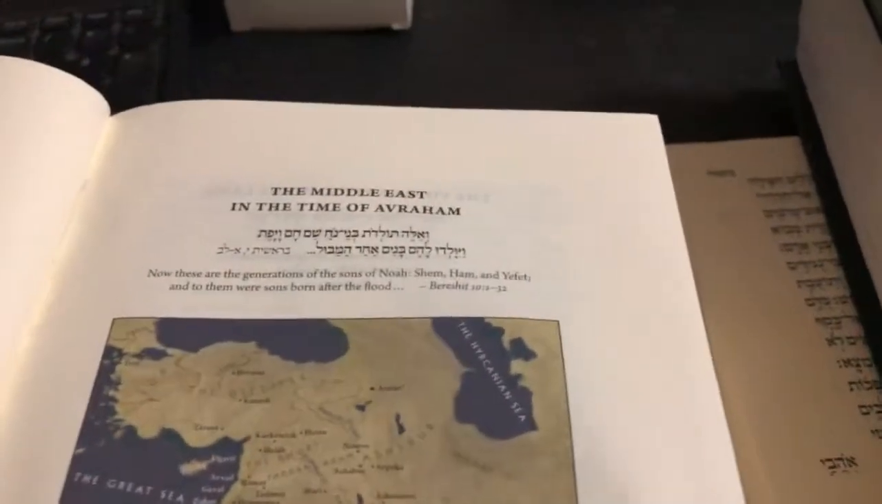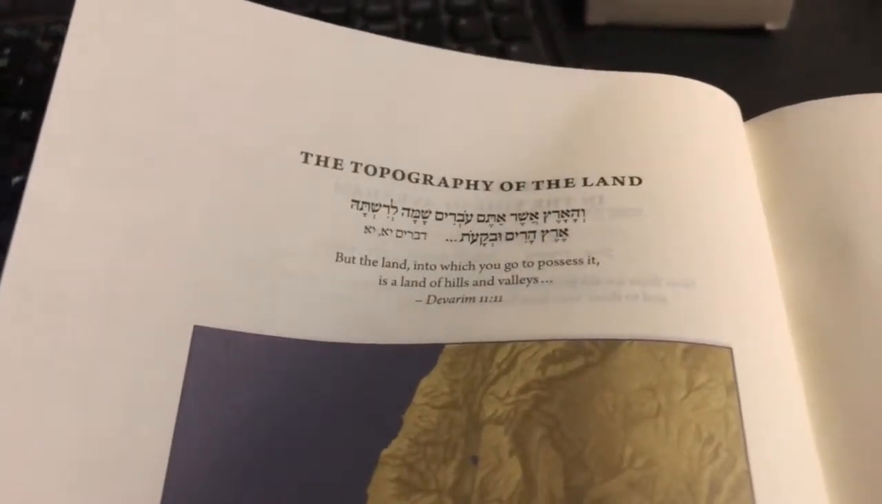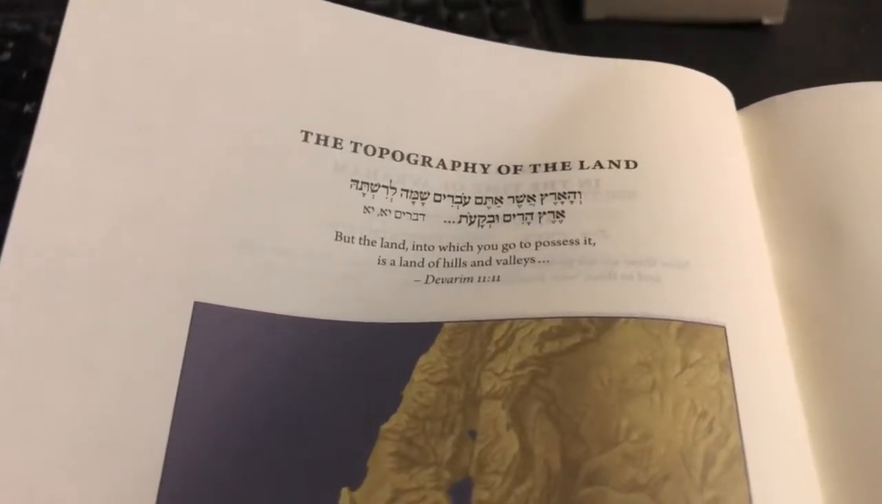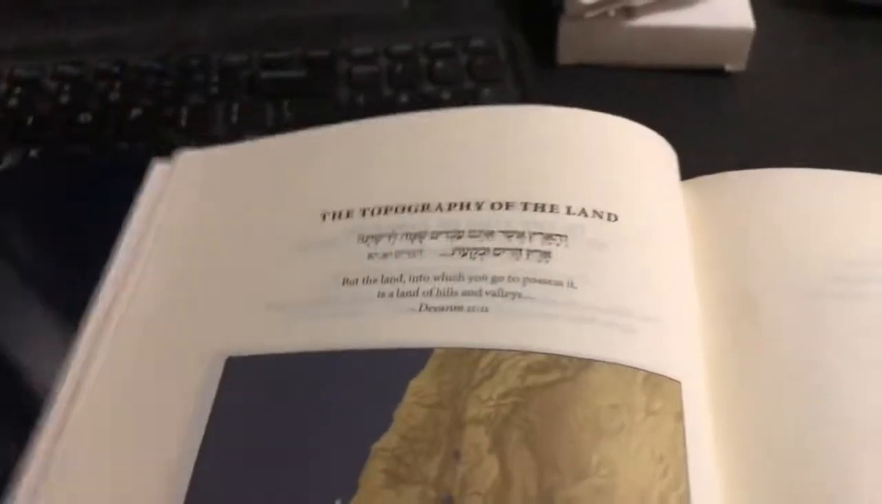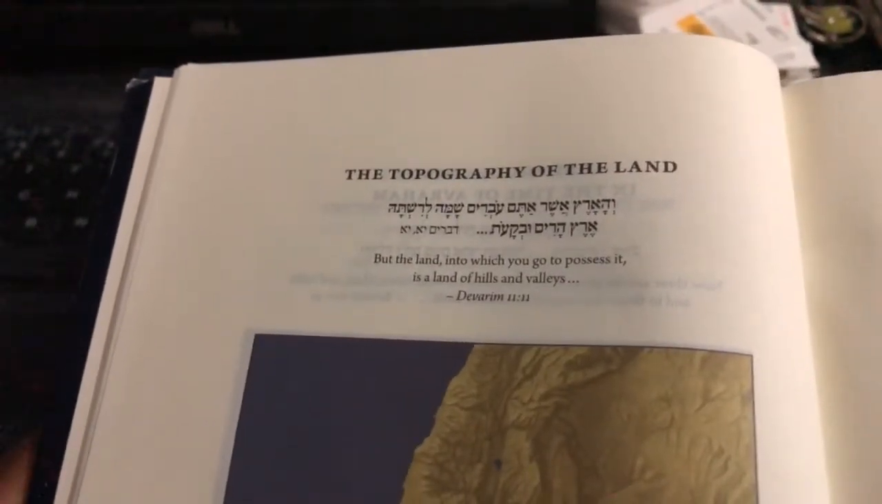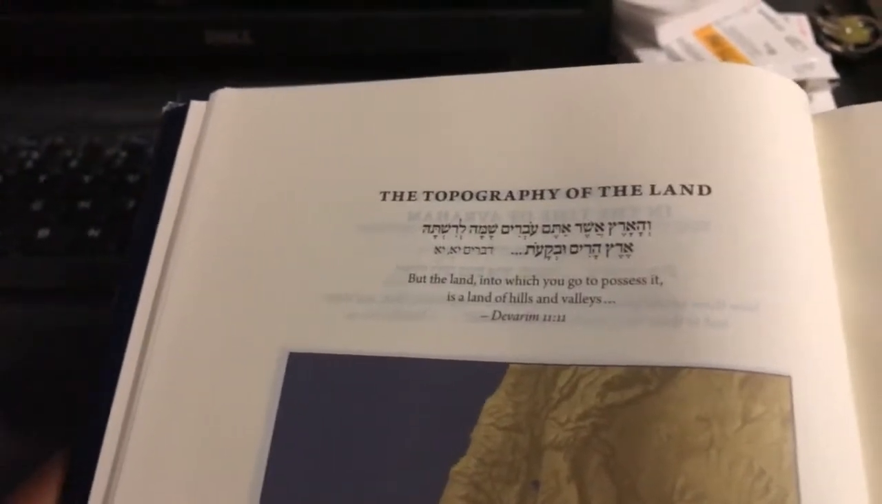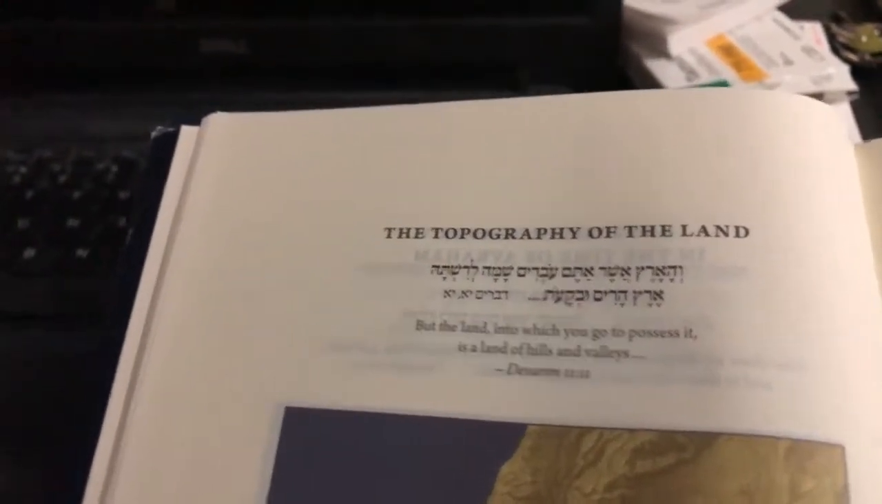Now in the back they have maps. So here they have the topography of the land. But the land into which you are to possess it is a land of hills and valleys. When I saw this particular scripture, what I saw in this was that, as Israel, we're going to go through times of being on top of the mountains and then also at times being low in the valleys.